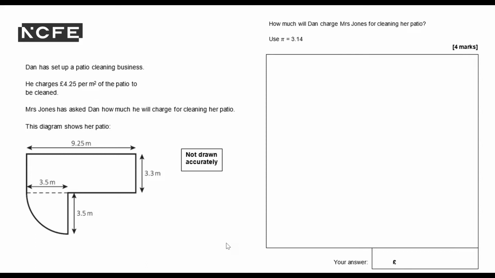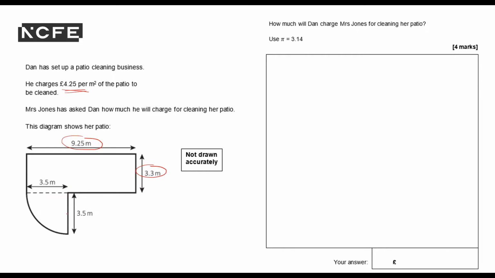Use pi equals 3.14. Okay, so the first part of that question, let me highlight my key information, which I can do quite easily on a paper-based paper by simply writing on the paper. But if I'm in an online assessment, then I might write down it's £4.25 per metre squared. I've got a rectangle here that's 9.25 by 3.3, both in metres. That's quite straightforward.